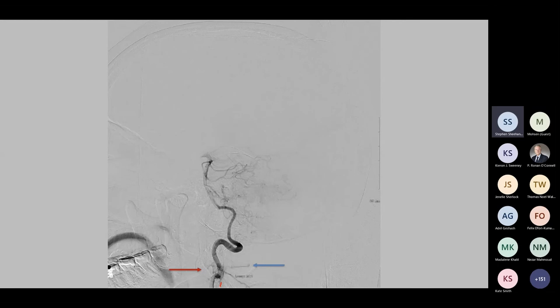This is the end of the V2 segment of the vertebral artery, and the V3 segment before it enters the dura to become the intracranial component of the vertebral artery. The striking abnormality, as highlighted here, is this vascular blush around the area of the fracture, which is highlighted by the red arrow. There are some irregularities within the vertebral artery, which is concerning for a dissection that isn't flow limiting. And also the blue arrow shows a vein filling.